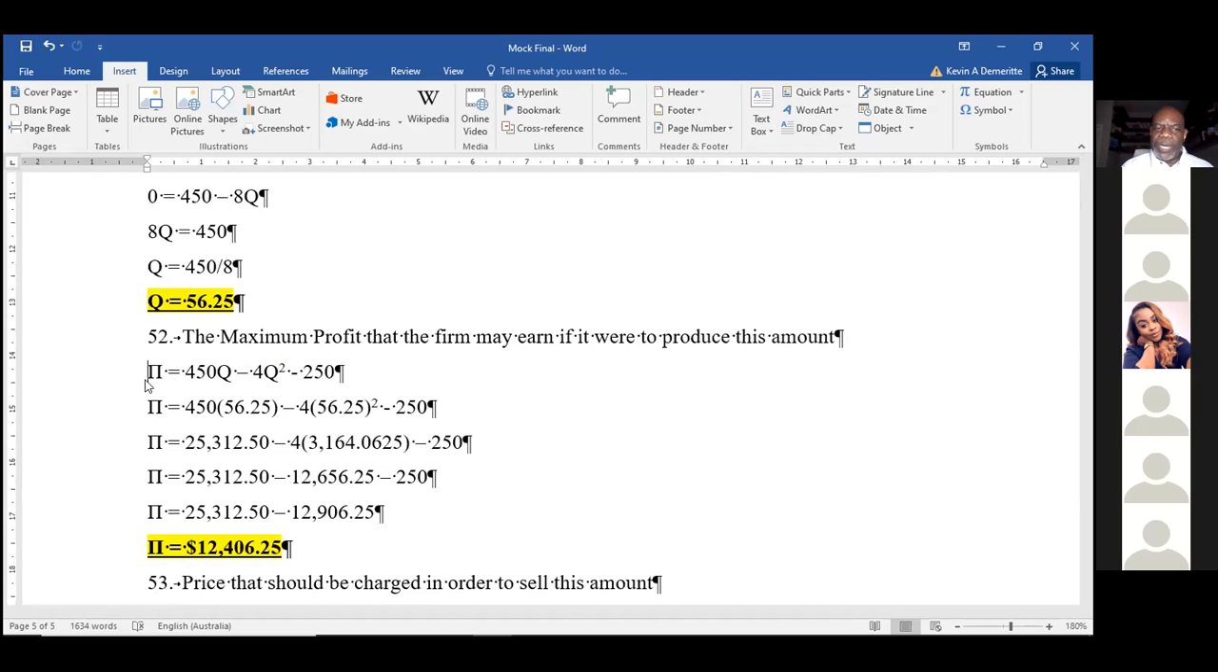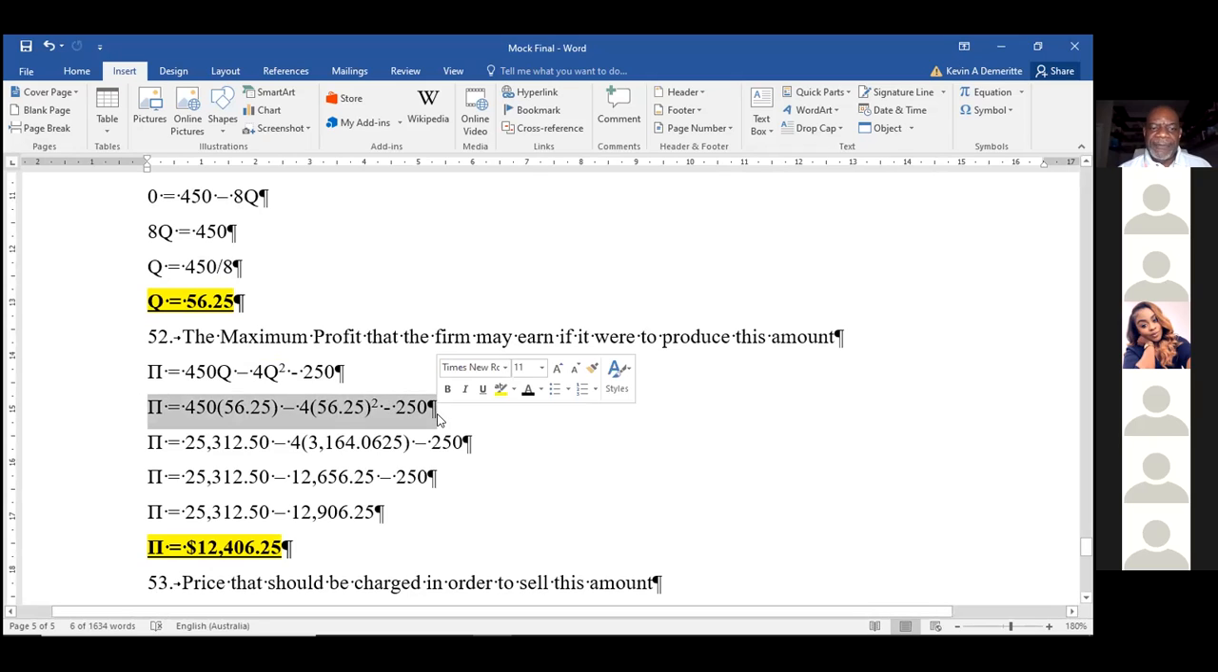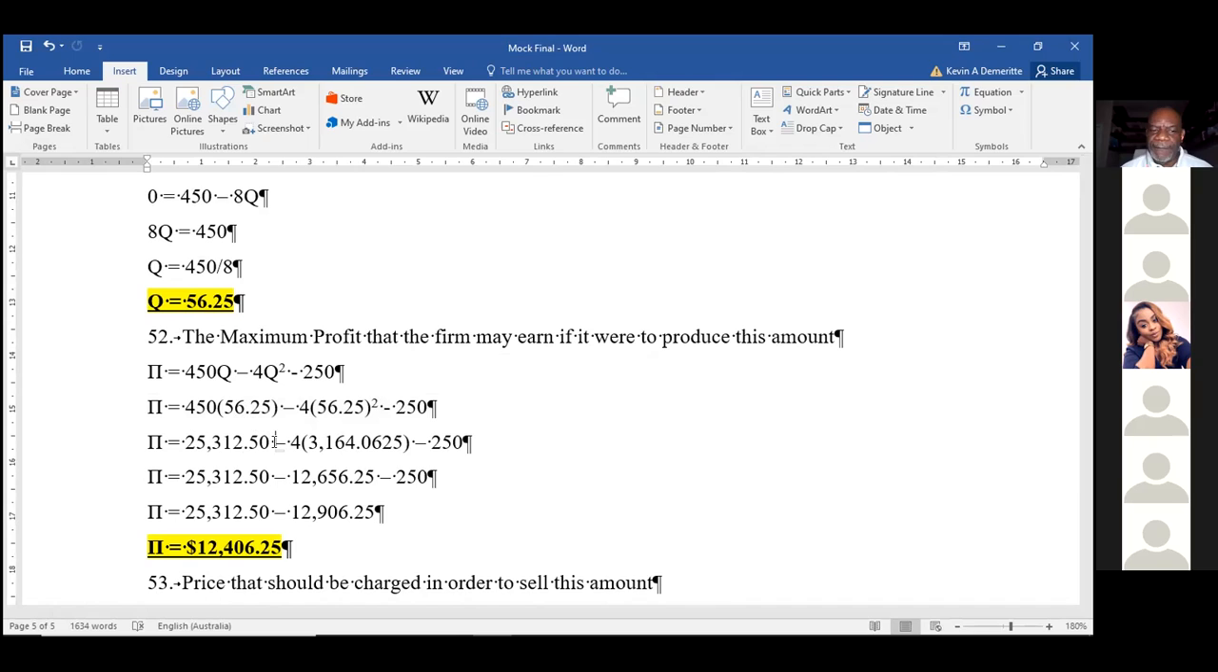So we know that we're producing 56 1/4 units. So we plug in 56.25 wherever there was a Q in our profit function. So we end up with 450 times 56.25 minus 4 times 56.25 squared minus 250. 450 times 56.25, assuming you guys did your calculations right, turned out to be 25,312.50.